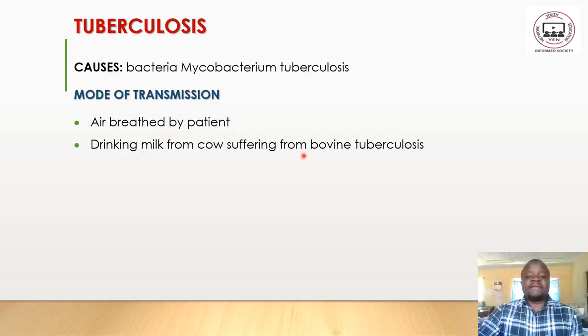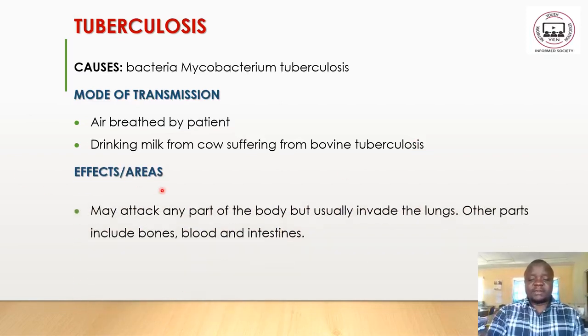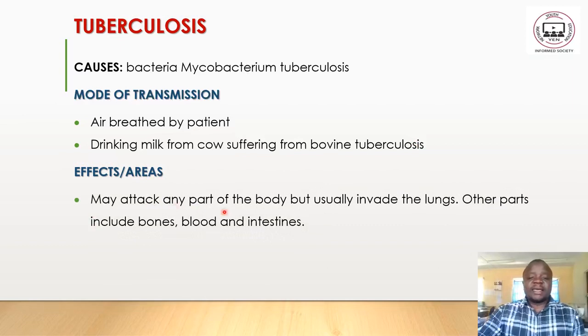Drinking milk from a cow suffering from bovine tuberculosis. If you are taking milk without pasteurizing or boiling it, then you may suffer from TB. Effects or areas affected. It may attack any part of the body, but usually it attacks the lungs. Basically, the Mycobacterium bacteria attack tissues in the lungs as organs. Other parts include the bones and blood. At the same time, it can also affect the intestines.